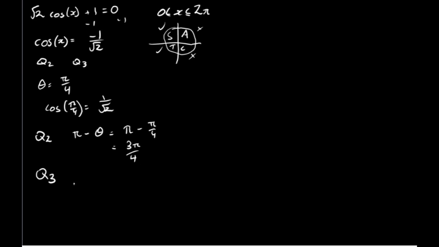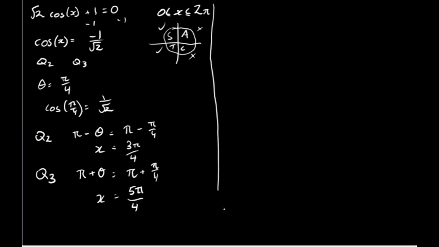And in the third quadrant, we have pi plus theta. So it'll be pi plus pi on 4, which gives us 5 pi on 4. So they're my two solutions for x between 0 and 2 pi. And we'll just have a look at another example.